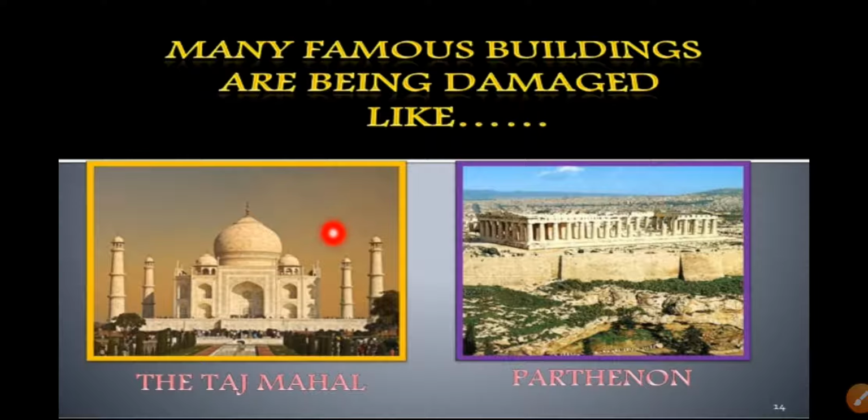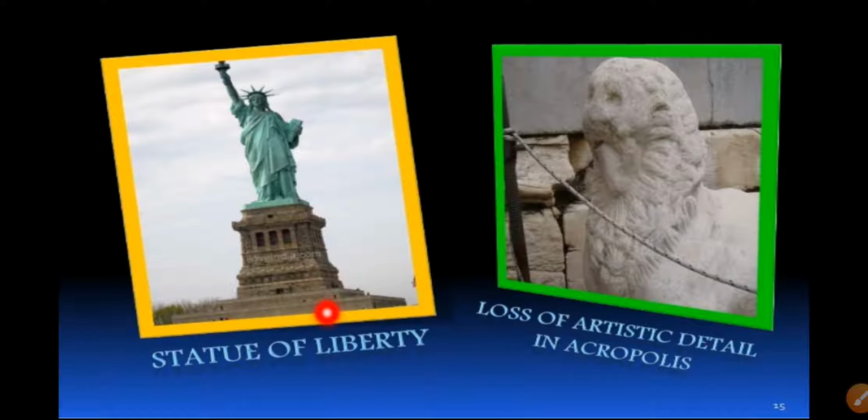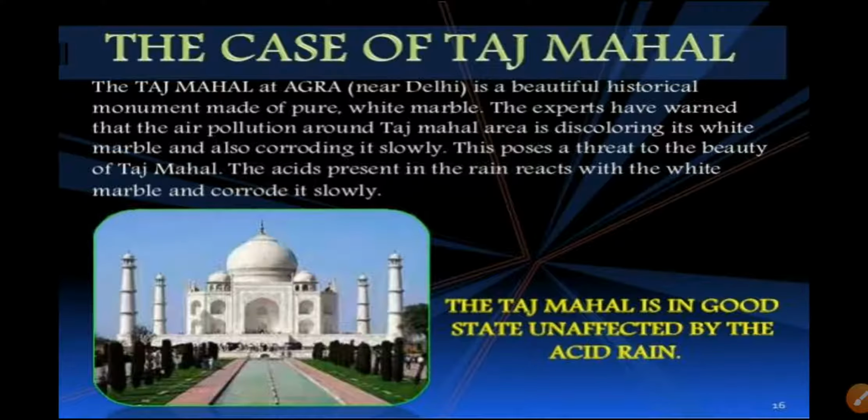Taj Mahal is also a good example of acid rain. You can see many famous buildings are being damaged, like the Taj Mahal. Initially the Taj Mahal was completely white in color. Now you can see yellow color patches on this monument. And this Parthenon, here also you can see it is affected by acid rain. Statue of Liberty, loss of artistic detail in the Acropolis. Here also you can see the effect of acid rain.